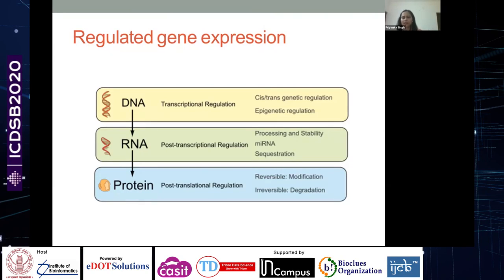Am I supposed to degrade this mRNA, or am I supposed to sequester the information in this RNA by forming some complex structures so that the translation machinery is not able to read that RNA?